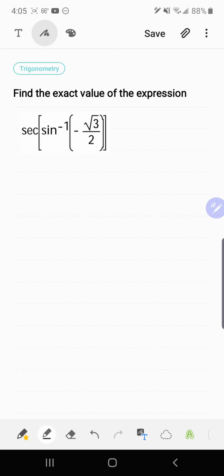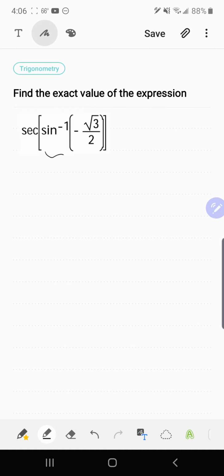All right, in this example, we're going to look at how to find the composition of trig functions. And we need to find the exact value of this expression. Here we have secant of inverse sine of negative square root of 3 over 2.